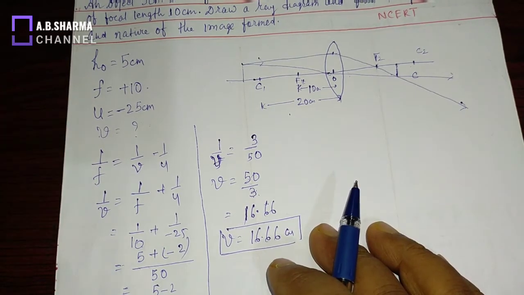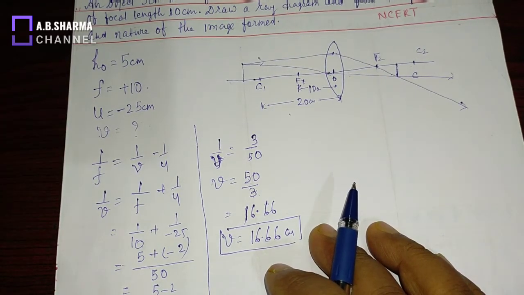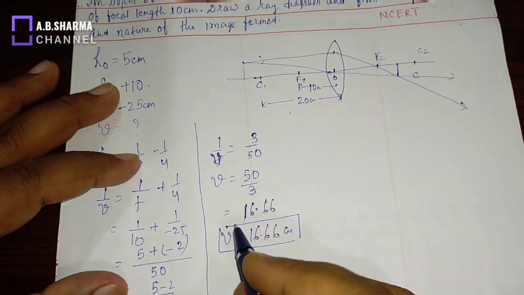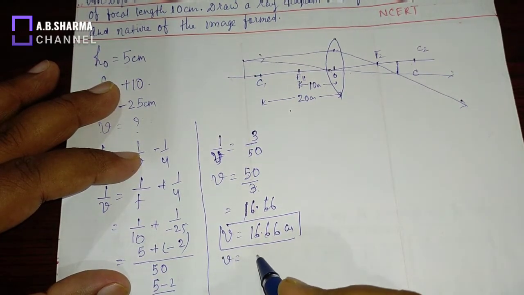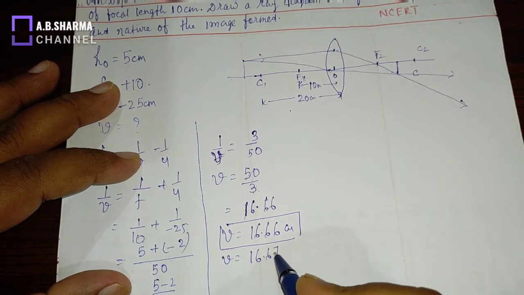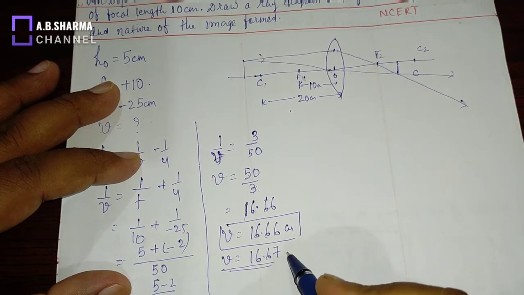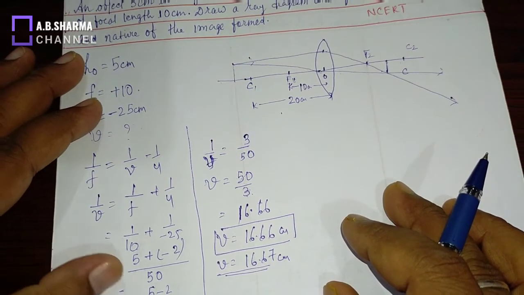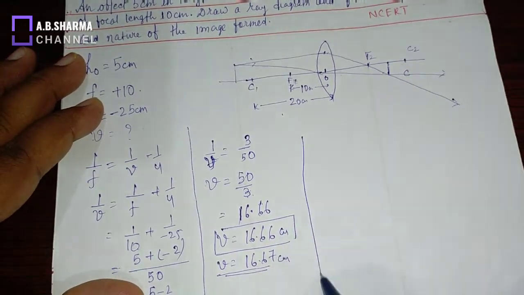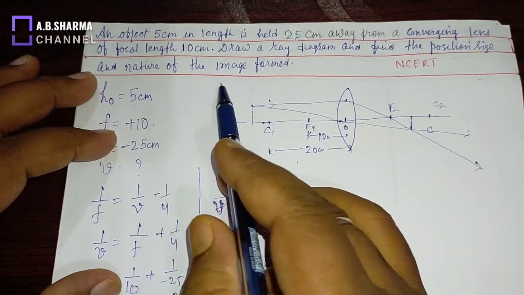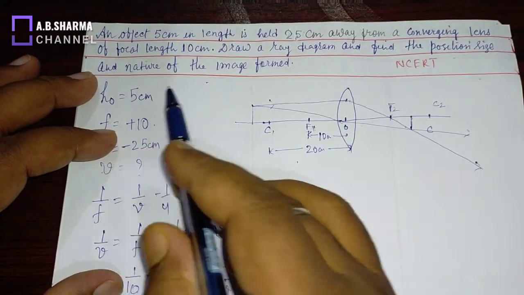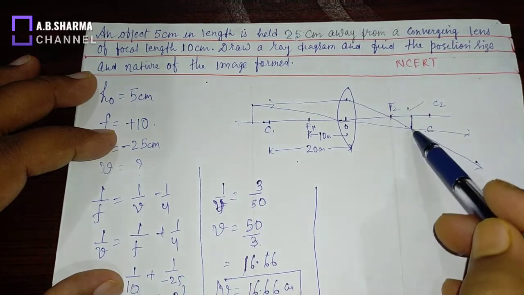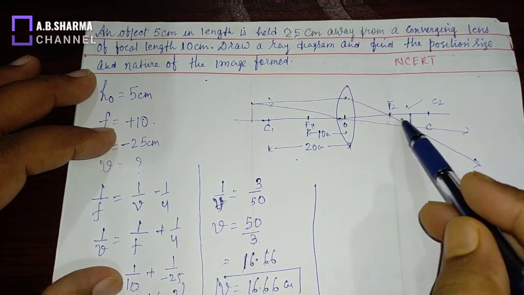So this is the image distance we have calculated using lens formula. We can also write V equals to 16.67 approximate value. Now this is the image distance. Now we have to calculate position, size and nature. We have calculated the position, that is the image will be formed between F and C.